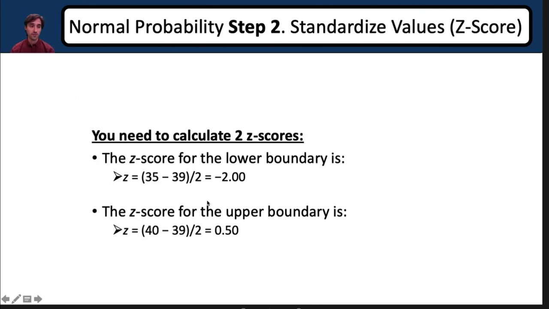All right, so first we need to find the z-scores. We find it for both the 35 as well as the 40 weeks. So it's just 35 minus 39 over 2. That is -2 and 0.5. We already know this one, right? But we still need to look the -2 up in the back of the book.